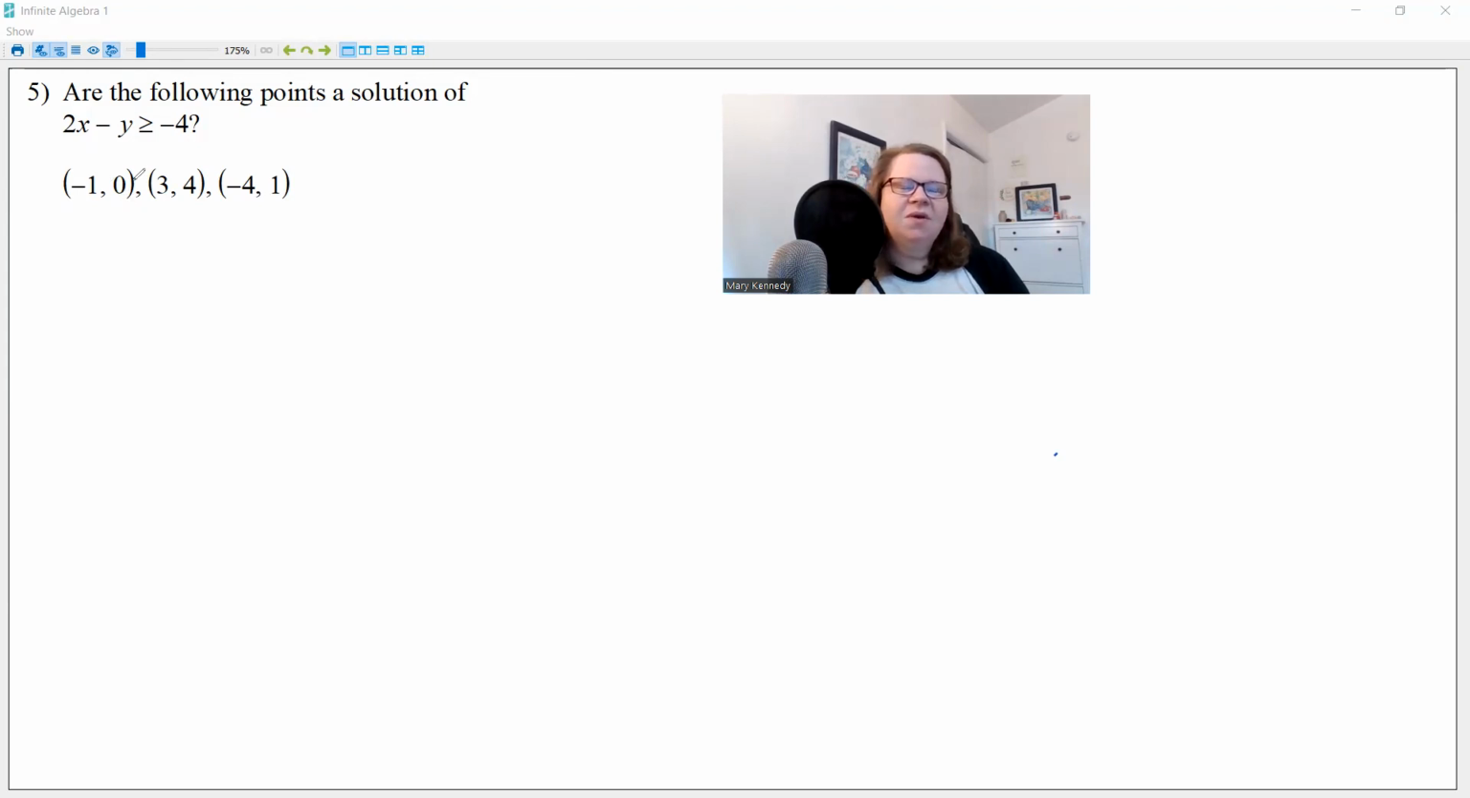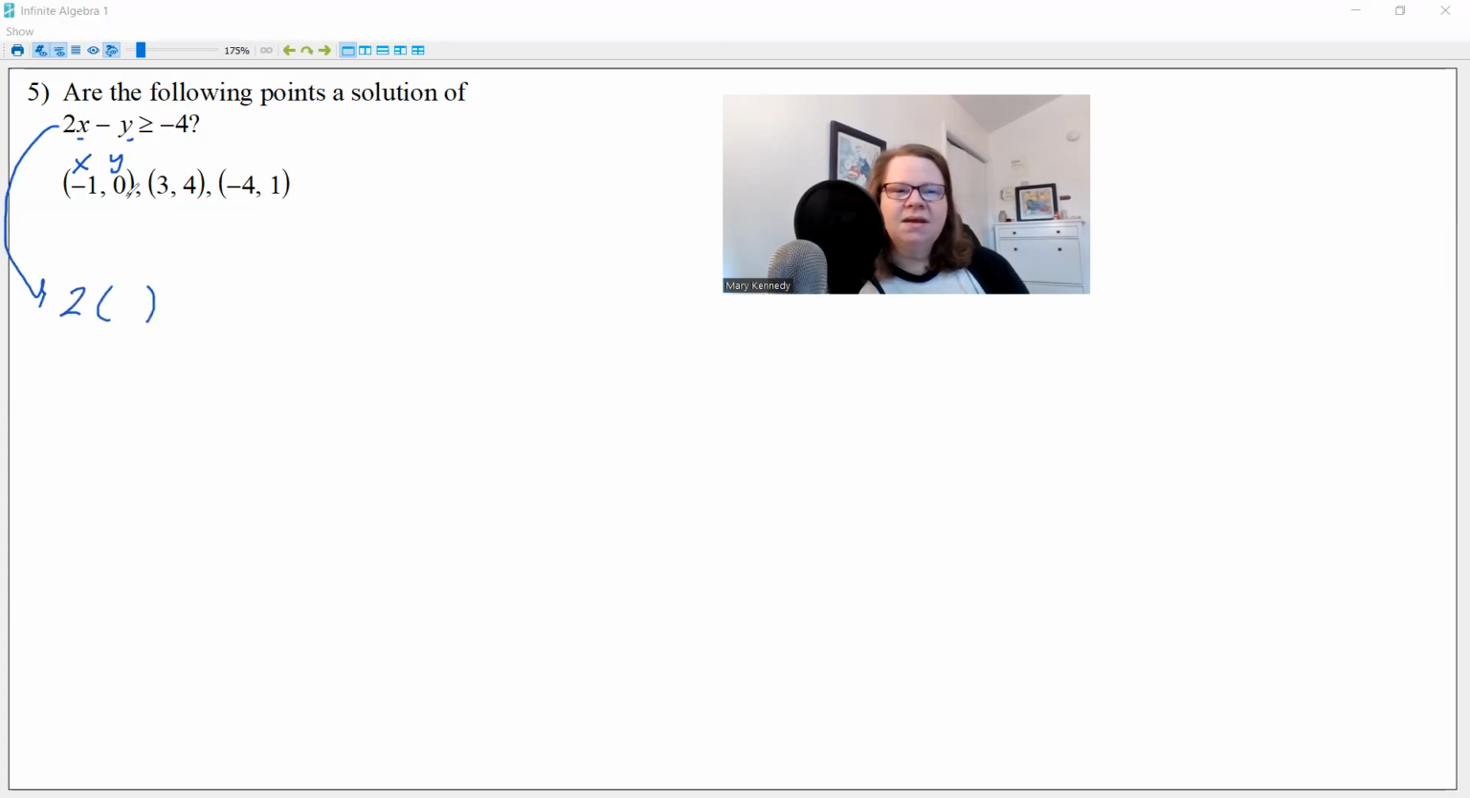So are these points a solution of this inequality? Well, the answer is going to be yes or no to this point, and yes or no to this point, and yes or no to this point. So it's 3 separate things. And so essentially, remember that a coordinate point is an XY coordinate, right? And so those values of X and Y can be plugged into the inequality. So let's do that. Let's test it and see.